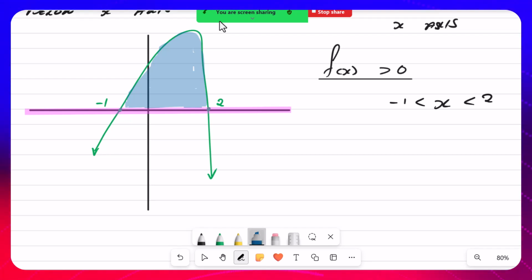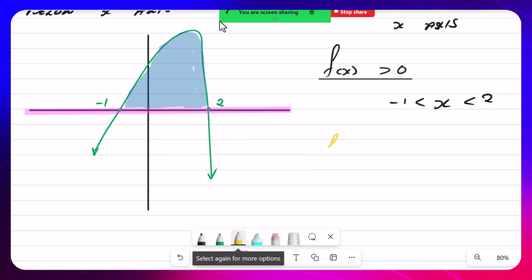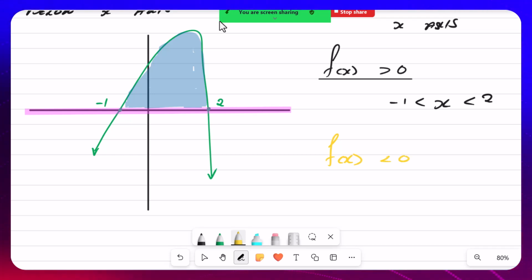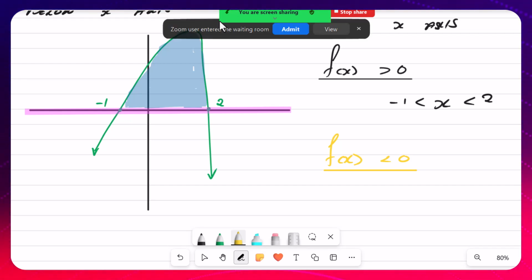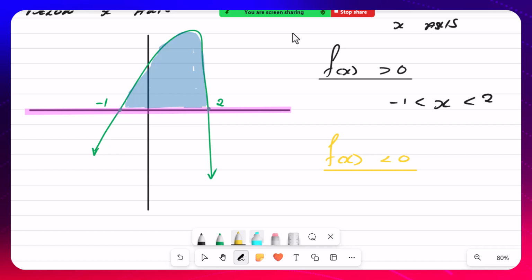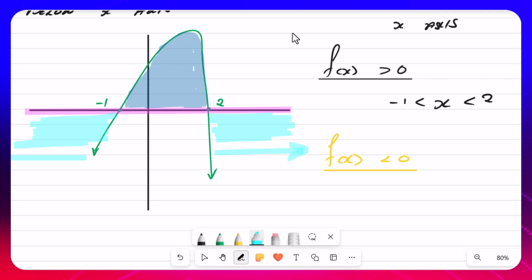Now, if we switch it around and say that I'm now looking at the very same graph, I'm now saying where is f of x less than 0? Shonaka, help me out. Where x is smaller than -1 but bigger than 2. So in this case, we're looking for where it is actually going to be. If it's below the x-axis, it starts here, going all the way to positive infinity, right? Then it also starts here, going all the way to negative infinity.